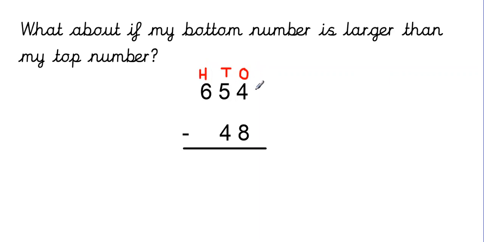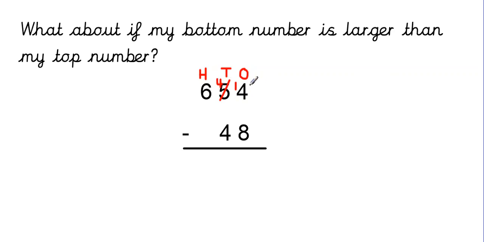Okay, so first of all then, starting with our ones column, we want to do 4 take away 8. Well, I know that I can't do that because 8 is larger than 4. So what am I going to have to do? I'm going to have to exchange. So I'm going to cross out my 5, which is 5 tens. I'm going to give 1 ten to my 4, which would be 10 plus 4, which is 14. And because I've taken 1 ten away from 5, my 5 would become 4.